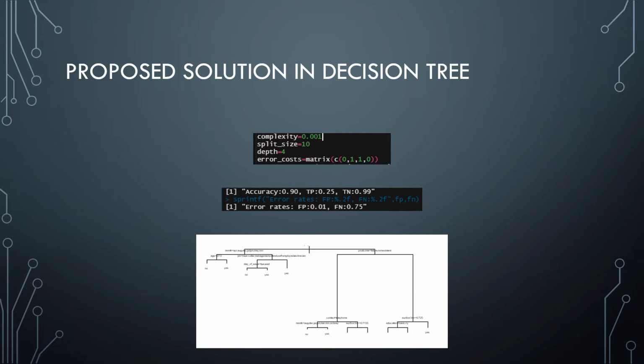The depth was set to 4. This is used for the tree to measure the number of splits a tree can make before any prediction. Lastly, I played with error cost metrics, which I set to 0, 1, 1, 0. This is to minimize the error. Once these parameters are set, we can see the result.